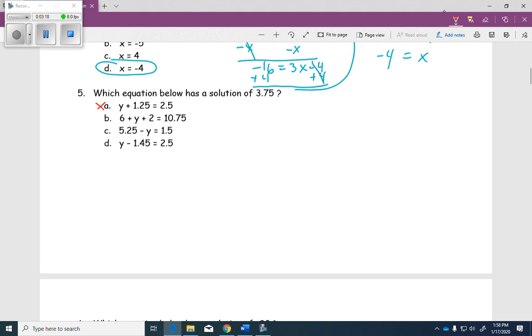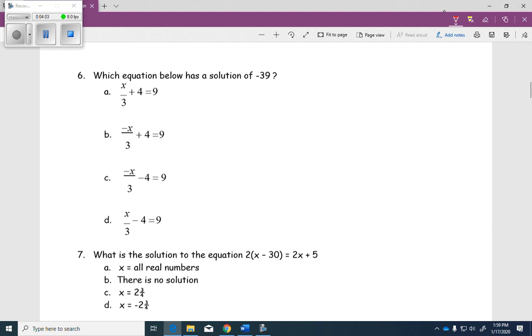This, in part B, it's not going to work either. If I put 3.75, just by adding the whole numbers, the 6, the 2, and the 3 already brings me up to 11. It would be 11.75, so it doesn't turn out to be 10.75. Maybe it's choice C. Maybe 5.25 minus 3.75 turns out to be 1.5. Let's see, we're going to borrow. And I do get 1.50, which is 1.5, so it's choice C.